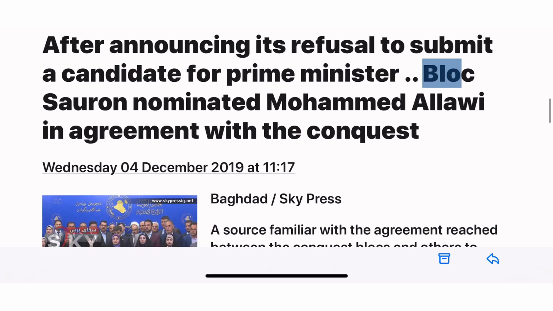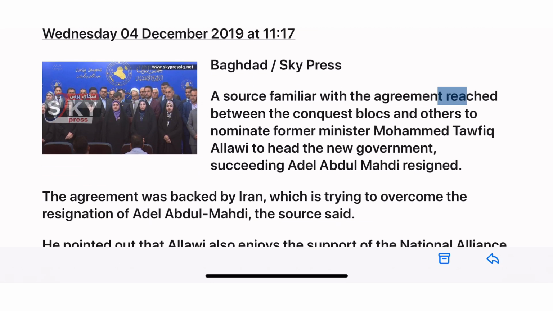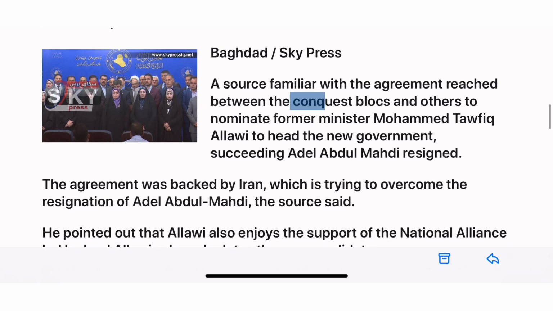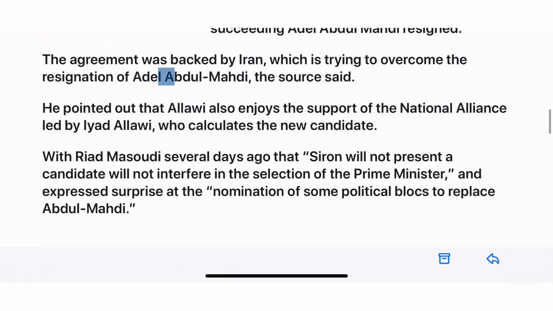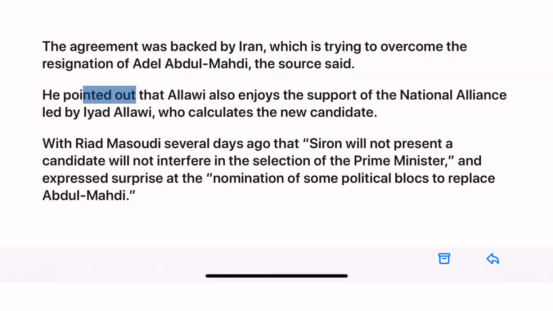After announcing its refusal to submit a candidate for Prime Minister, Bloc Sairoon nominated Mohammed Alawi in agreement with the Conquest. Wednesday, December 4, 2019 at 11:17. Baghdad Sky Press. A source familiar with the agreement reached between the Conquest blocs and others to nominate former Minister Mohammed Tawfiq Alawi to head the new government, succeeding the resigned Adel Abdul Mahdi. The agreement was backed by Iran, which is trying to overcome the resignation of Adel Abdul Mahdi, the source said.